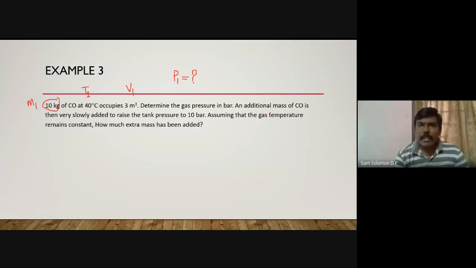The second question is they are increasing the mass of carbon monoxide. We do not know how much mass is being added, so they want us to estimate the value of the additional mass. The final mass is M2, but they want us to estimate the difference between the final mass and the initial mass. That is going to be the additional mass. So how much carbon monoxide has been added apart from the initial carbon monoxide? We have to find M2 minus M1.